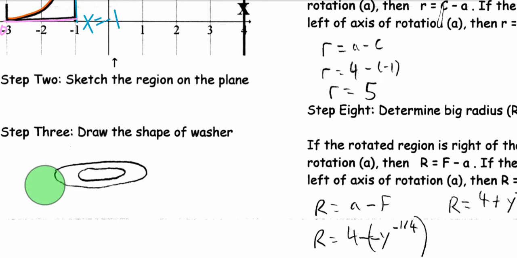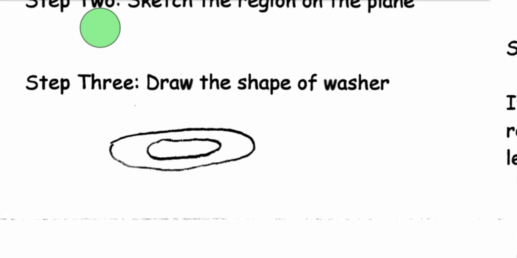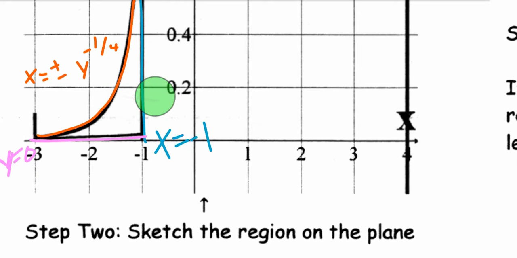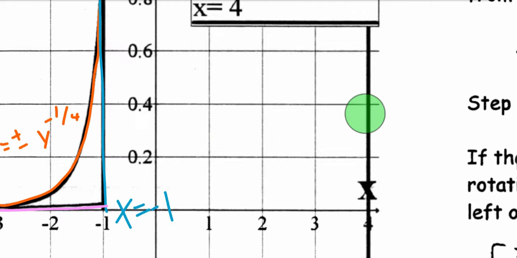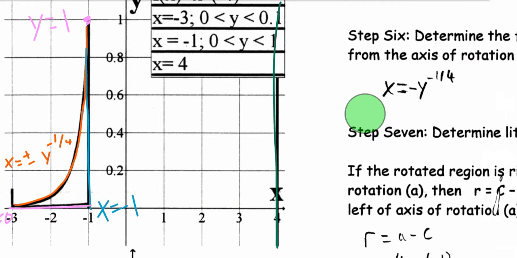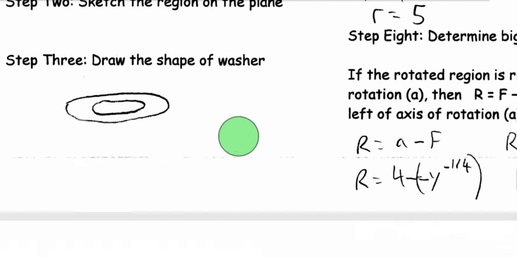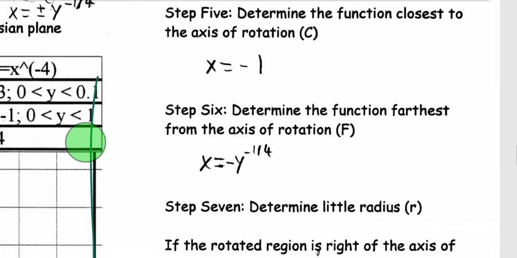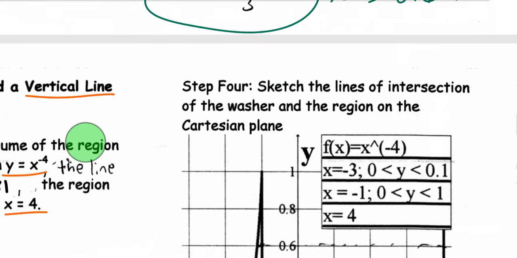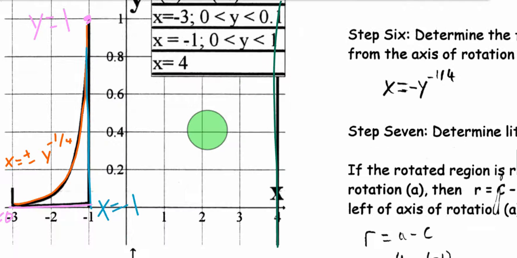Okay, so now you're going to sketch the region, and now you're going to draw the shapes of your washers. So I'll talk a little bit about how these washers come into play in terms of this cross section. Don't forget over here you have your axis of rotation, which is 4. You can see there's a huge gap here, and that gap will form these washers. Okay, step 4, sketch the lines of intersection of the washer and the region on the Cartesian plane. I'm going to kind of do this on this graph right here.